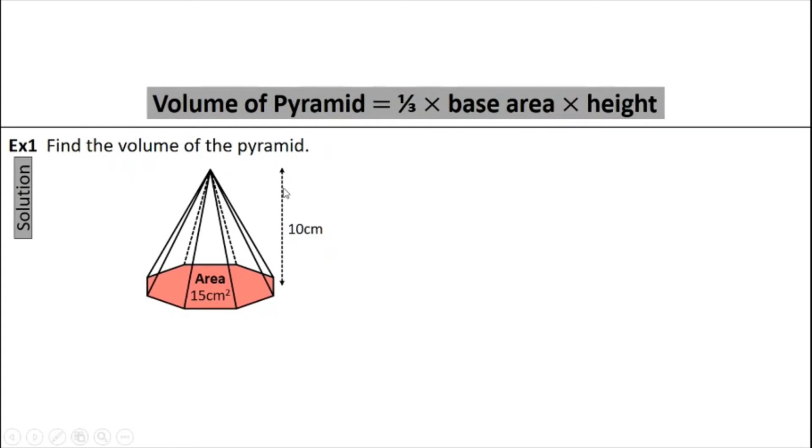Here's an example of the sort of thing I'm expecting you to do. Find the volume of this pyramid. It gives you the area of the base already. It's 15 centimeters squared, and it's 10 centimeters high. So we're going to do 1/3 times 15, the area of the base, times 10, the height. Put that into your calculator and you'll get 50 centimeters cubed. If you're using a non-scientific calculator, the easy way to do this is to do the 15 times 10 and then divide by 3 to find 1/3 of your answer.